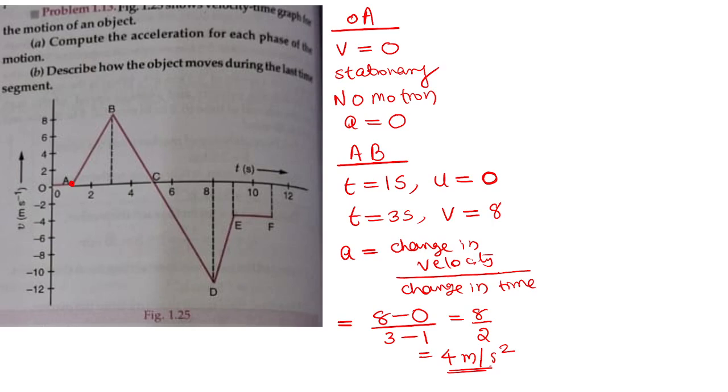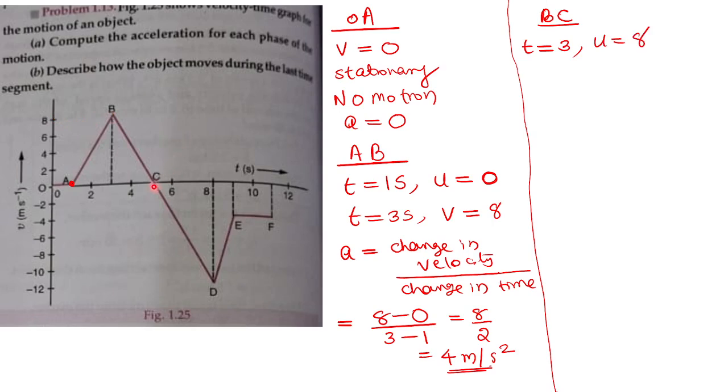The next segments are BC and CD. Let it be BC. It's a lengthy problem actually. After that, I will consider CD. At B, what is the time? Look at this diagram. At B, the time is 3. I have already explained that when time equal to 3, the velocity was 8.